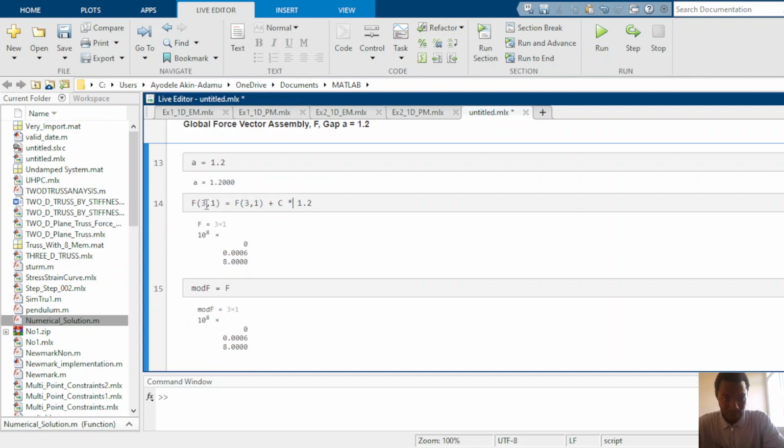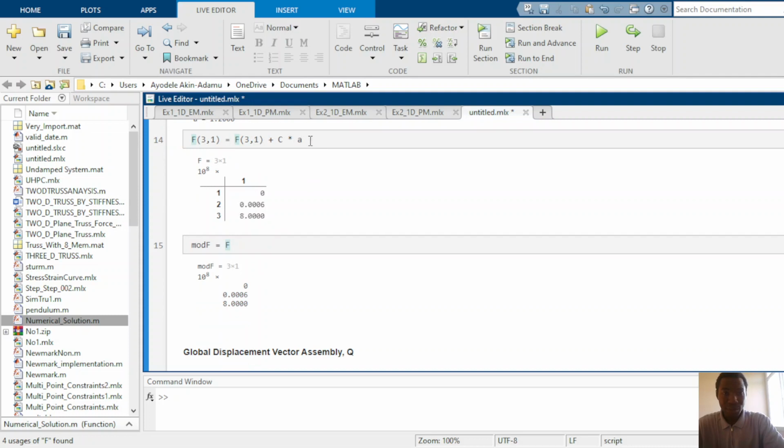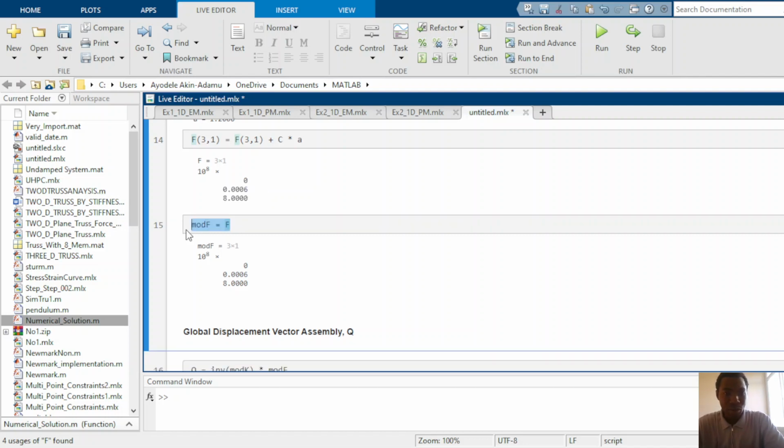So F open bracket 3,1 equals F open bracket 3,1 plus C multiplied by 1.2, or I can say A. That's actually why I define A as a variable. Let me put A there. A is 1.2. So you run this. This is our modified force vector here. C multiplied by A is evaluated to be 8 times 10 to the power 8 newton. I renamed the force with this line of code.